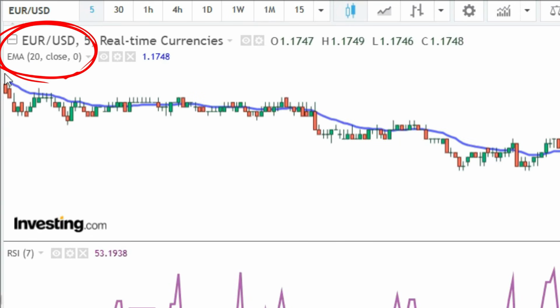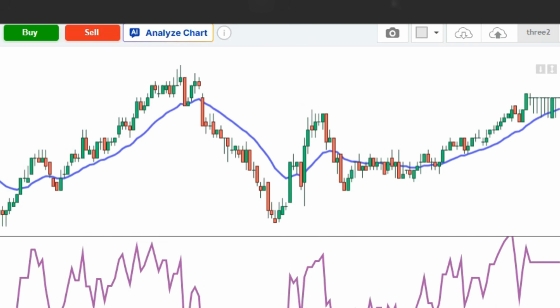For EMA, a short period like EMA 20 works best. It reacts quickly to price changes and helps you identify the trend immediately. A longer EMA, like 50 or 200, is too slow for scalping and will always lag behind the price. If the price is above the EMA, the trend is bullish. If the price is below the EMA, the trend is bearish.